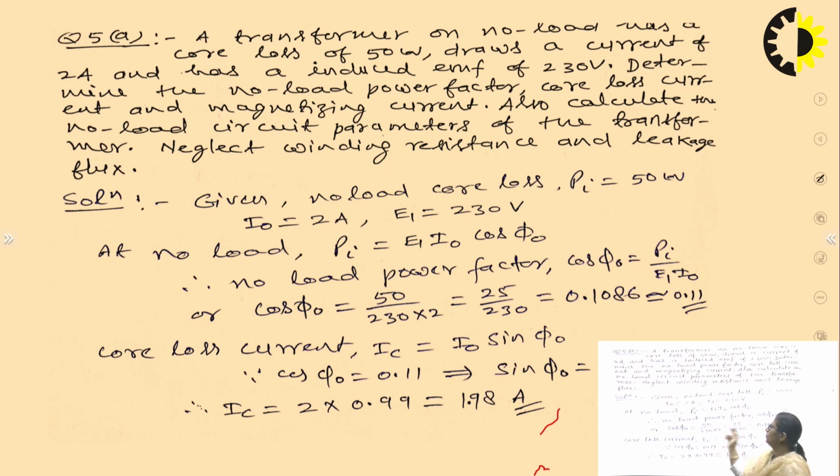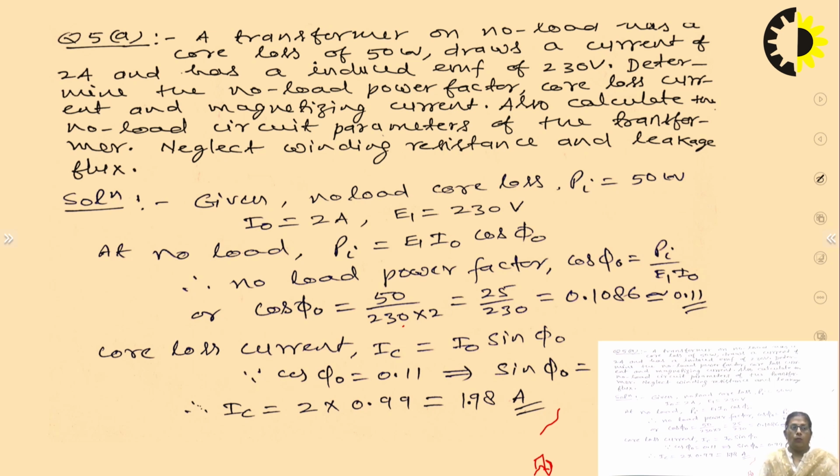The no load power factor which we need to find out would be given by the input power, which is nothing but the iron loss, 50 watts, divided by V1 into I0. So that will be 50 upon 230 multiplied by the no load current, 2. That will be 0.1086, which is almost equivalent to 0.11.